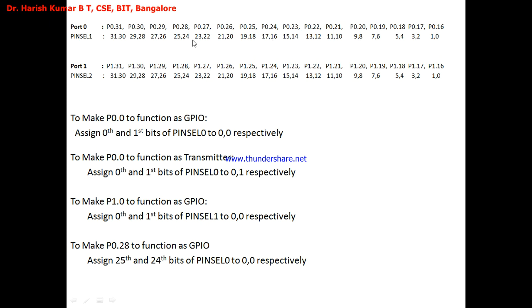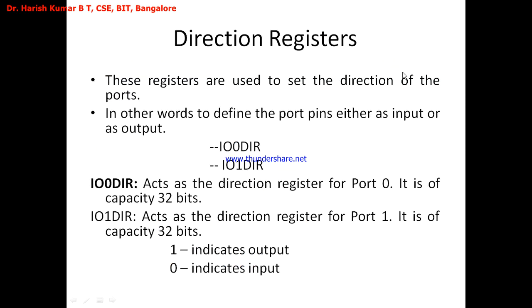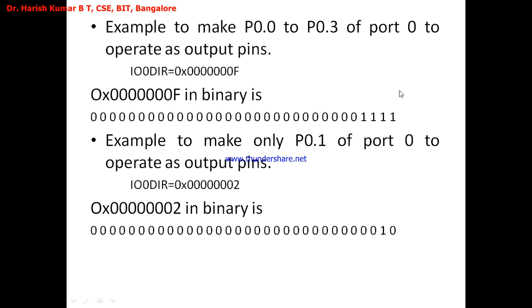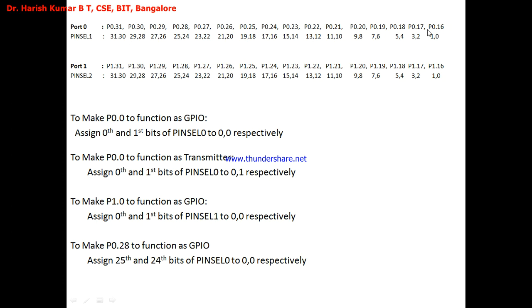So again it has 32 bits. These are the 2 bits of PINSEL 1 which are reserved for defining the function of P0.16, and similarly the next 2 bits of PINSEL 1 are reserved for defining the function of P0.17, and similarly bits 30 and 31 are reserved for defining the function of P0.31.